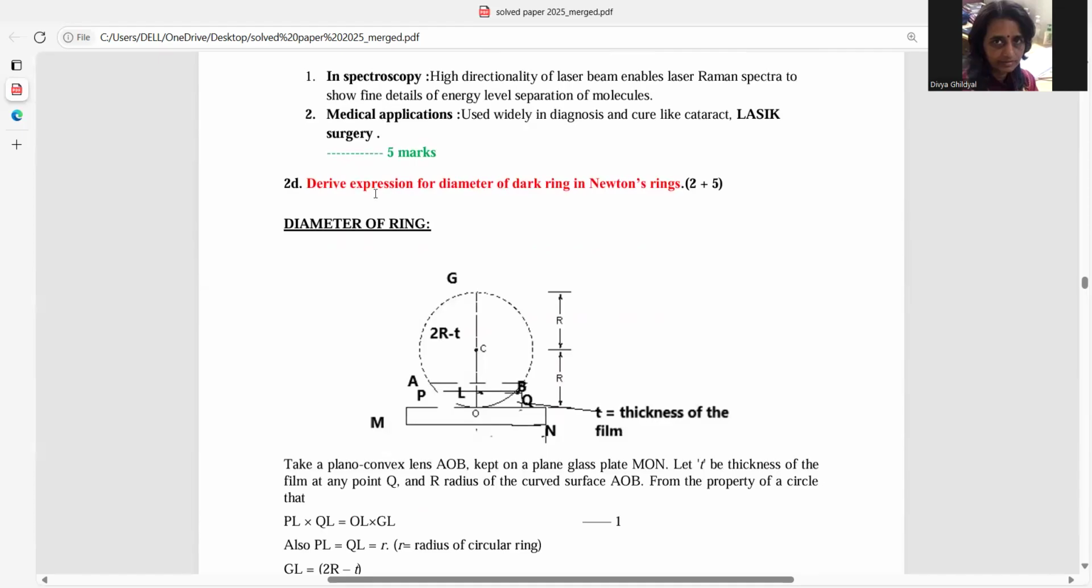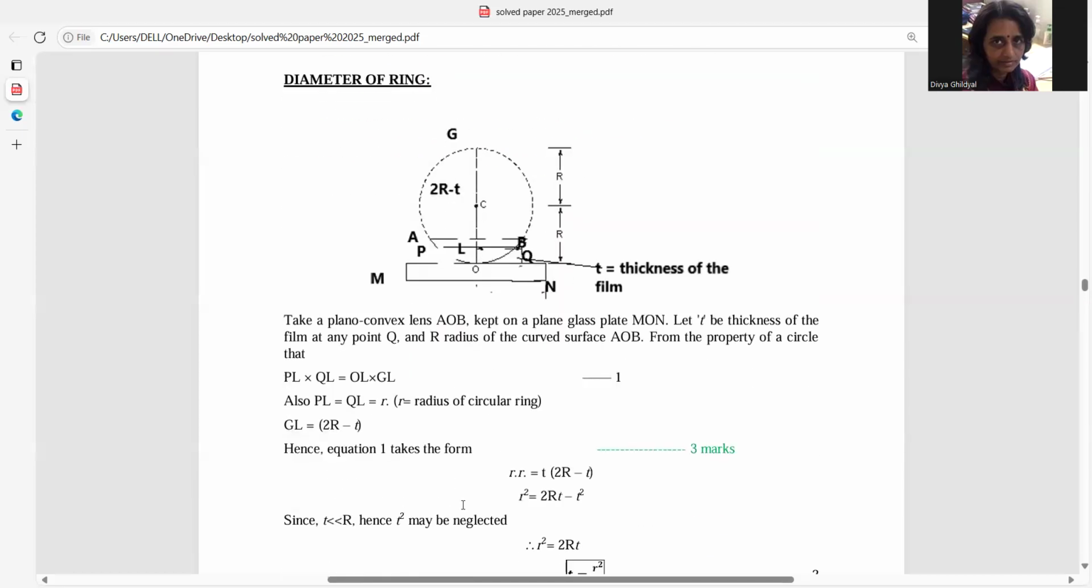Look at the question. Derive the expression for diameter of dark ring in Newton's rings. Here they are asking you to derive an expression for the diameter. So you don't need to explain Newton's rings. You just have to explain how the formula comes for the diameter of the ring. So you make this a ring. You show that the whole radius is R. So this becomes 2R. t, the thickness of the film, 2R minus t is this much difference.